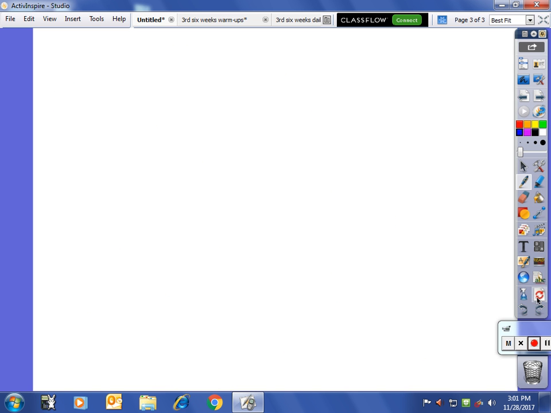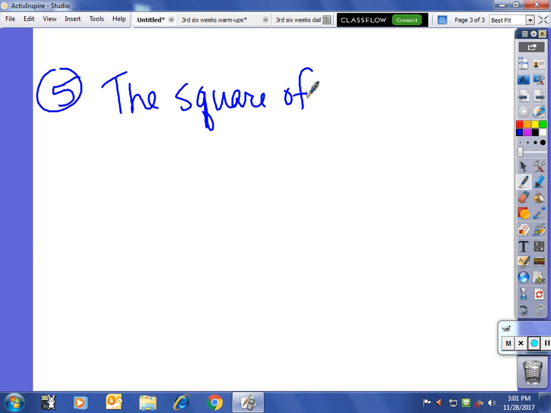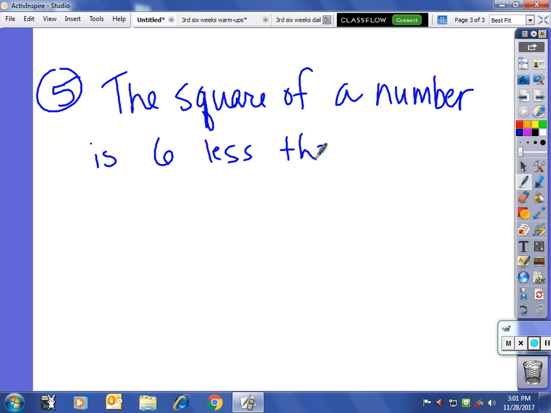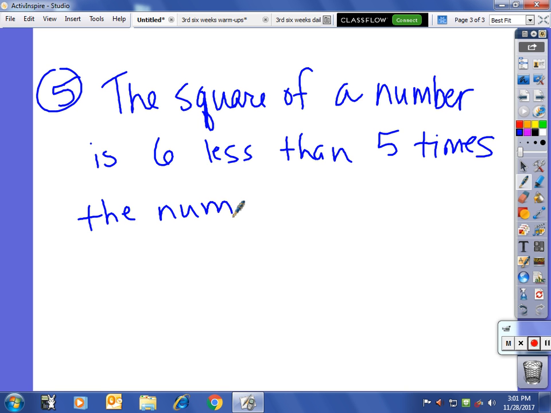Real quick, one word problem. The square of a number is 6 less than 5 times the number. And your directions are to find the number. The square of a number is 6 less than 5 times the number.